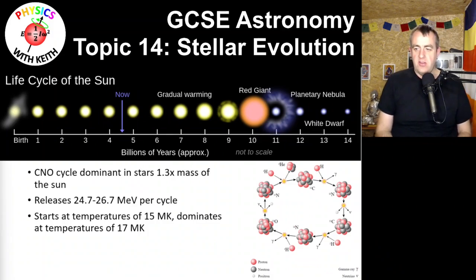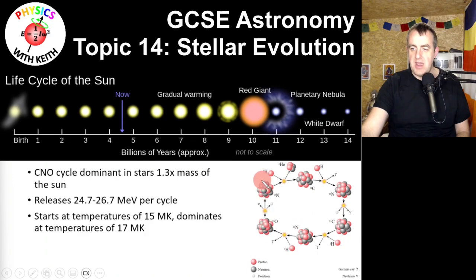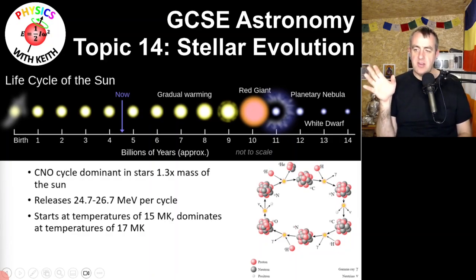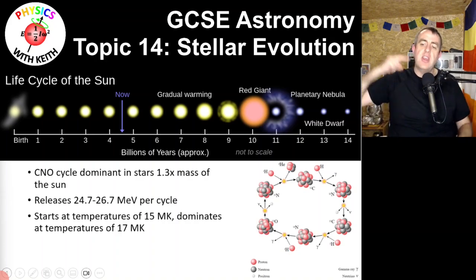CNO cycles. So here, carbon will turn into nitrogen, which will turn into carbon, which will turn into nitrogen, which will turn into oxygen, which will turn back into nitrogen, which will turn back into carbon. They're different isotopes. Well, most of the time they're different isotopes. And this cycle is almost like a catalyst, if I was a chemist, is what I might call it.